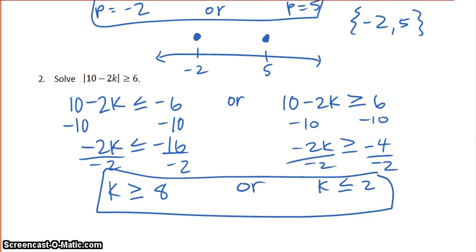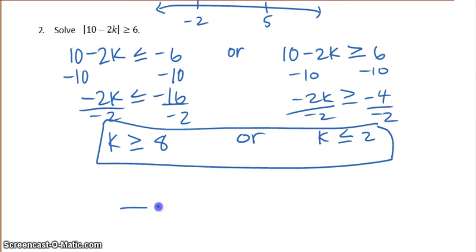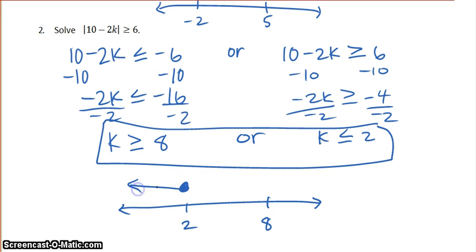Again, it doesn't say graph, but we're going to graph it. So 2, 8. Closed circle to the left, closed circle to the right. Hopefully you're getting the hang of this. Make sure you have it memorized.